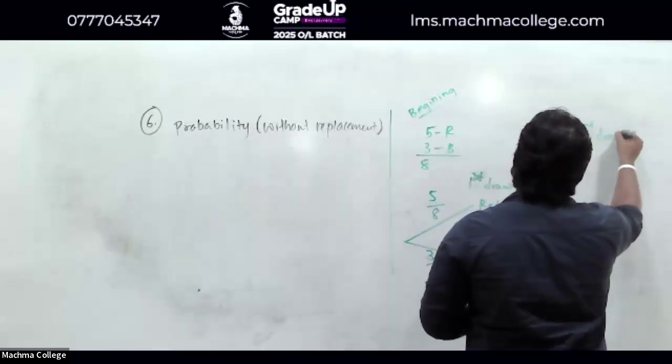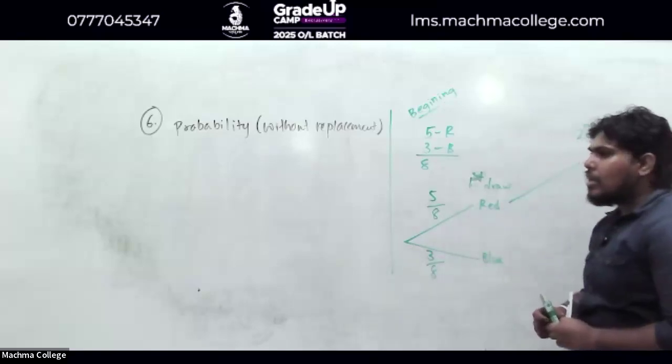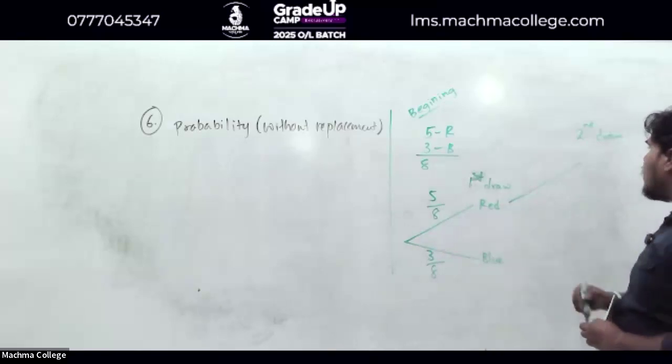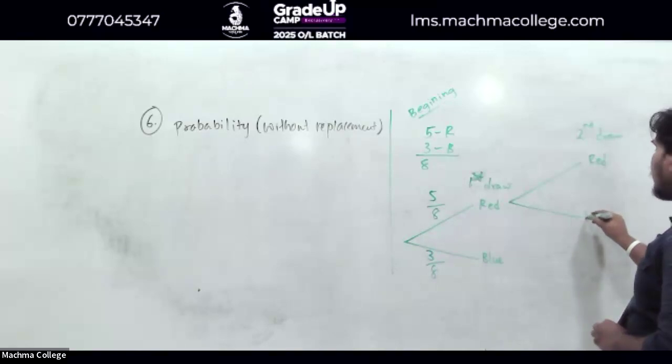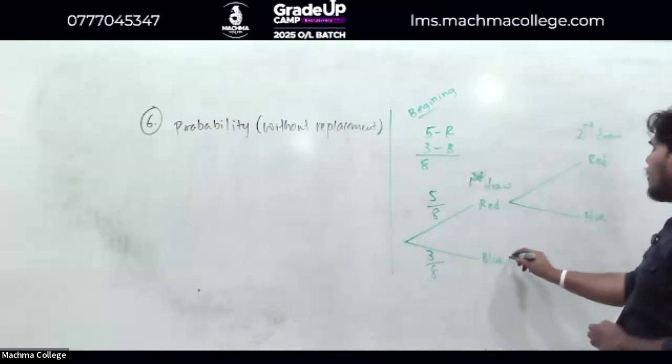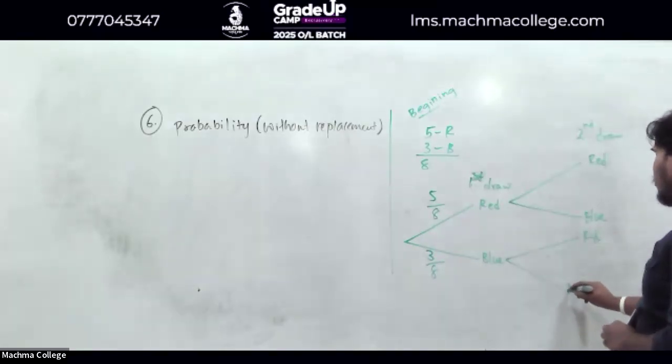Second row. In the second row, here. First time I can get a red, second time I can get a red, again a red. First time I can get a red, second time we can get a blue. First time blue, second time red. First time blue, second time blue.